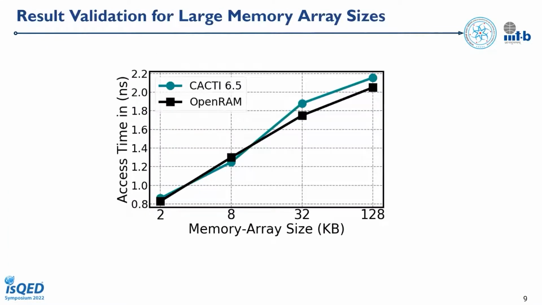Results validation for large memory array sizes. Next, to compare the compatibility between both the tools for higher subarray sizes, the access time results of Open RAM are compared with CACTI for FreePDK 45 nanometer. Larger sized memory arrays are divided into multiple banks to decrease the overall access time in both Open RAM and CACTI. The figure shows the access time trend for larger sized memory arrays.